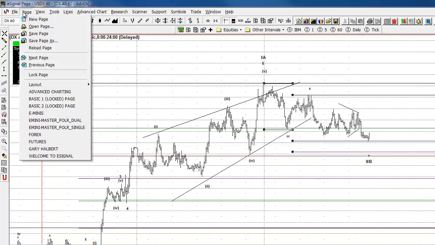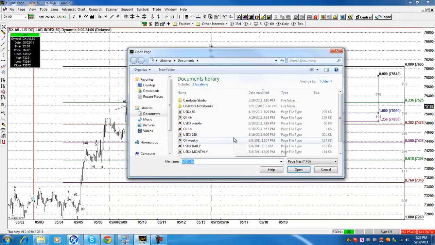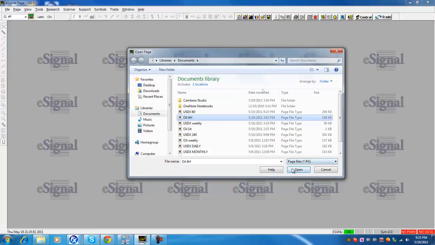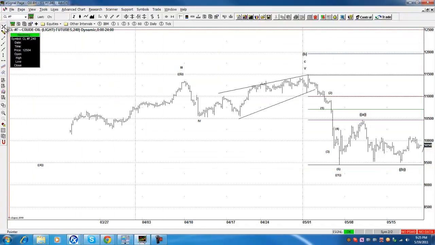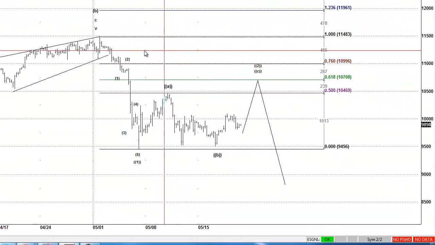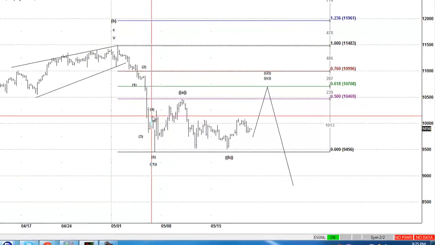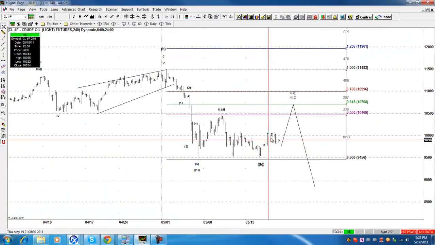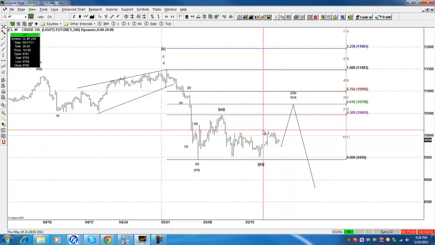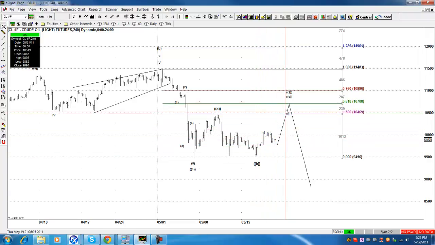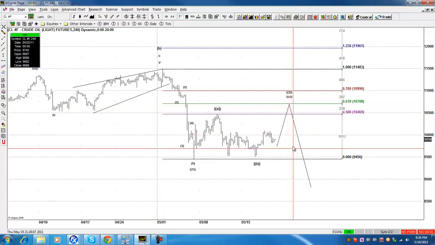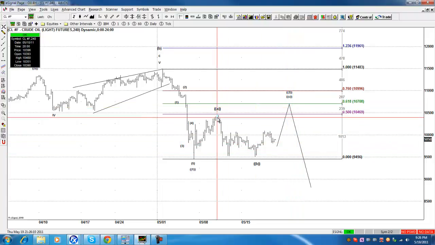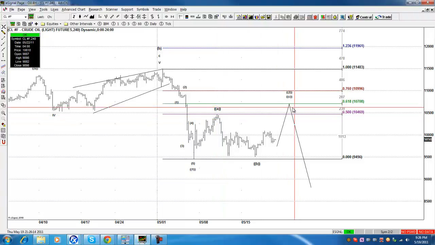Now let's look at oil. We still like oil. It looks like a 5-wave. So we believe that oil should trade higher, like we've been saying, to around 107 minimum. It should trade higher above 104.60 to the area around 107.